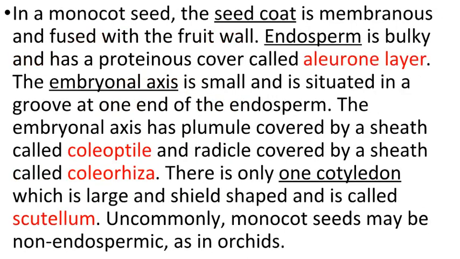In a monocot seed, the seed coat is membranous and fused with the fruit wall. Endosperm is bulky and has a proteinous cover called aleurone layer. The embryonal axis is small and is situated in a groove at one end of the endosperm. The embryonal axis has plumule covered by a sheath called coleoptile and radicle covered by a sheath called coleorhiza. There is only one cotyledon which is large and shield-shaped and is called scutellum. Uncommonly, monocot seeds may be non-endospermic, as in orchids.